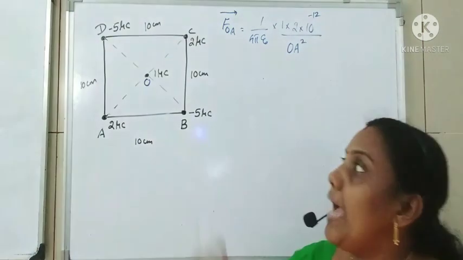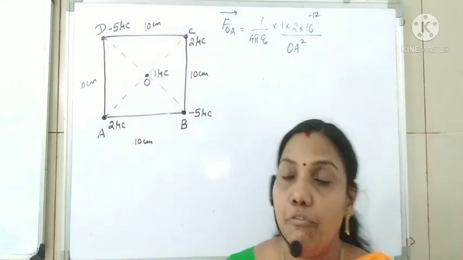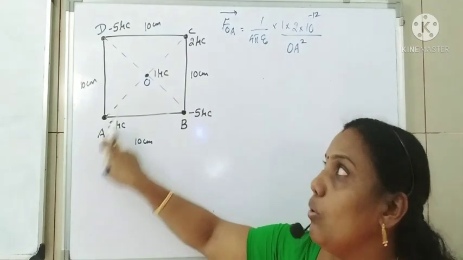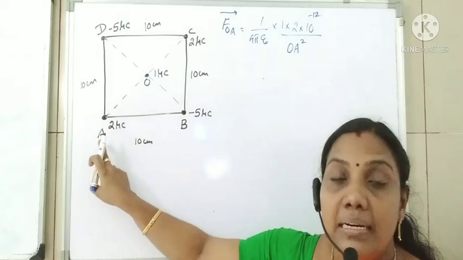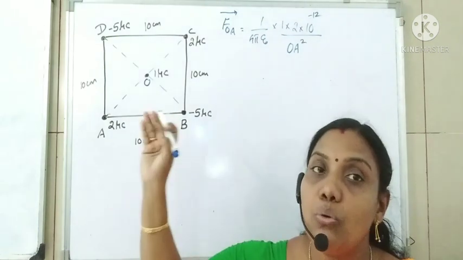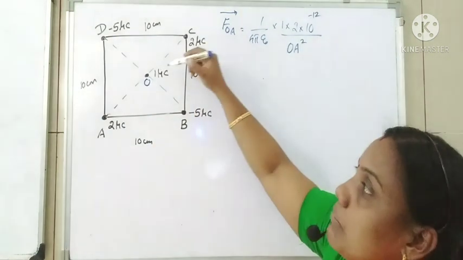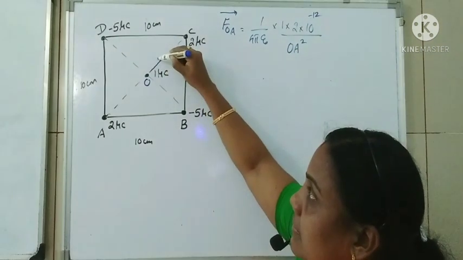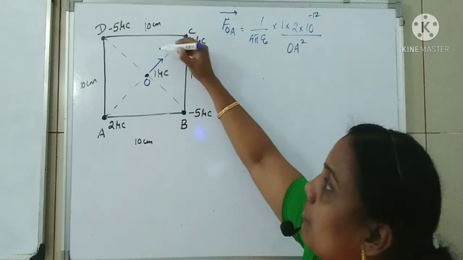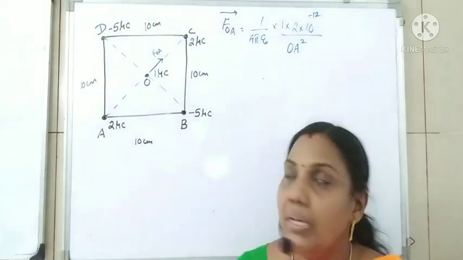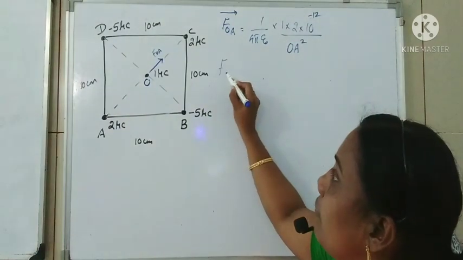Clear? And what is the direction of that force? Force acting on 1 microcoulomb by 2 microcoulomb. So 1 microcoulomb is repelled by 2 microcoulomb because both are positive charges. Therefore, in which direction does it move? It moves away like this. So this is the direction of FOA. Clear?